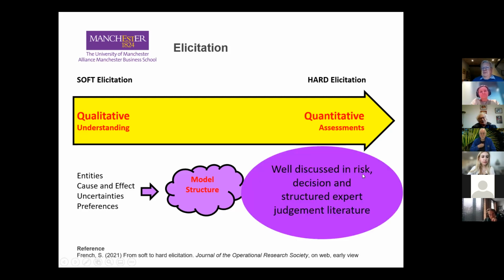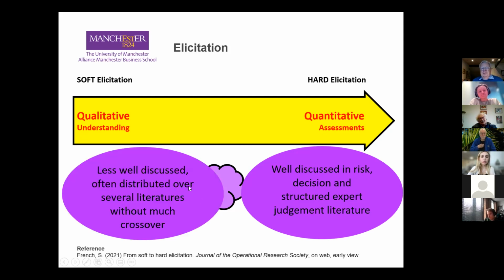And what's happened is we find this is well discussed in the risk, decision and structured expert judgment literature. There's huge discussions of that. This end, far less. In OR, you talk about soft OR and problem structuring methods. In information systems, you talk about soft systems. In risk analysis, you talk about hazard identification. In knowledge management, you talk about knowledge elicitation. And I can go on. You can go into design methods.